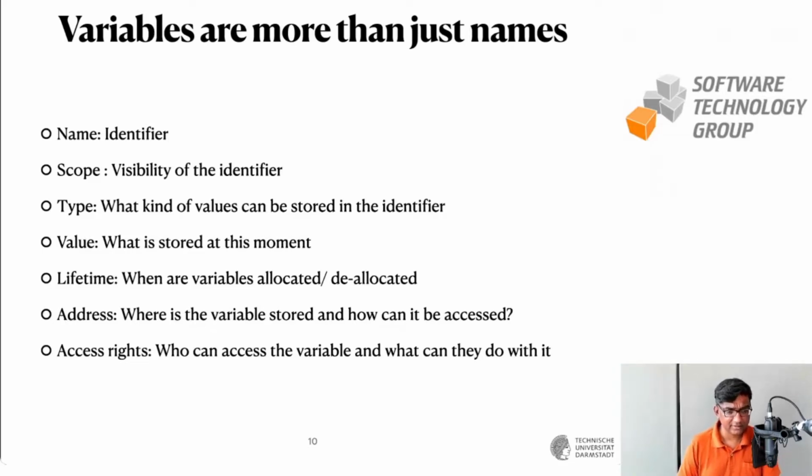And then there is address, which tells you where the variable is stored in your memory and how it can be accessed. Now that we are talking about how it can be accessed, we need to talk about access rights, which essentially tell the program who can access this variable, and once they've accessed it, what they can do with it. Can they read it? Can they write into it? Or things like this, right?